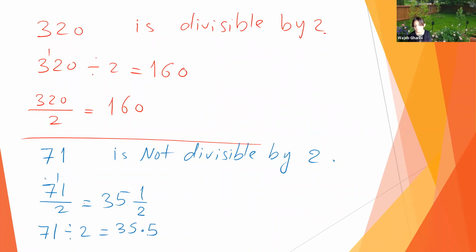And 320 is divisible by 2, and we can write 320 divided by 2 equals 160. Whereas 71 is not divisible by 2, and 71 divided by 2 equals 35.5.